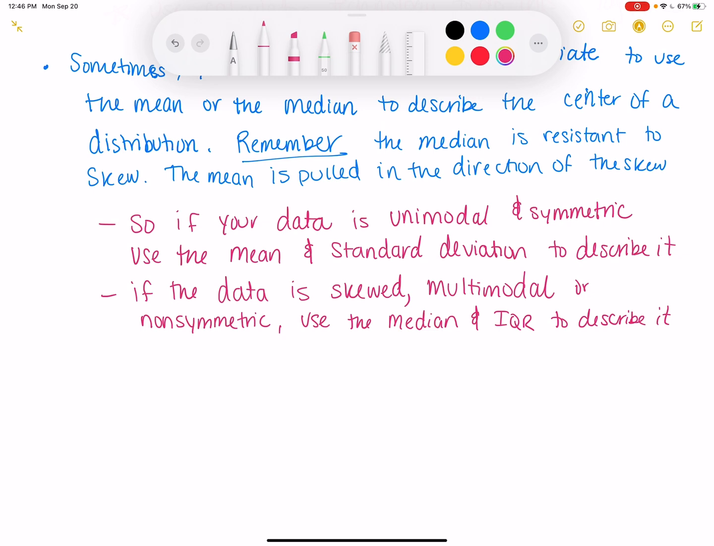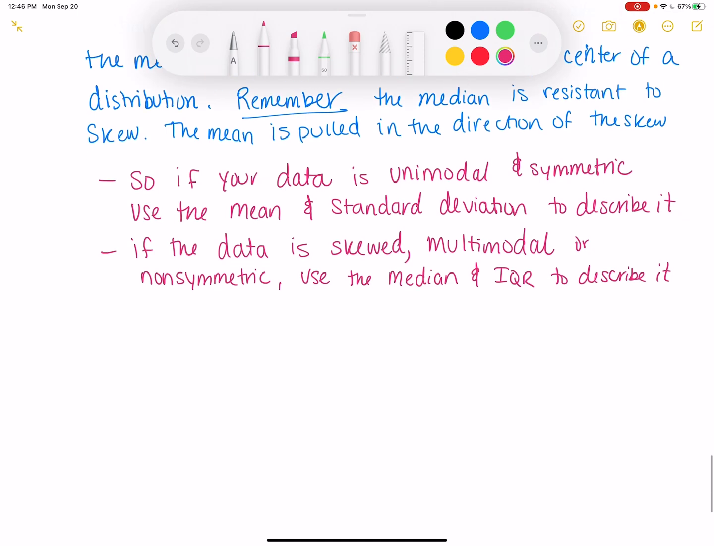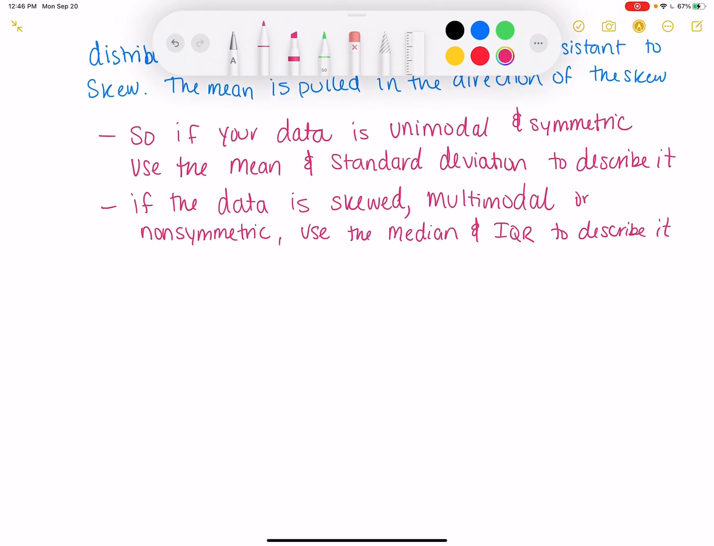But it'll all make more sense when we do examples, because I know it's confusing to just hear the notes and stuff like that.